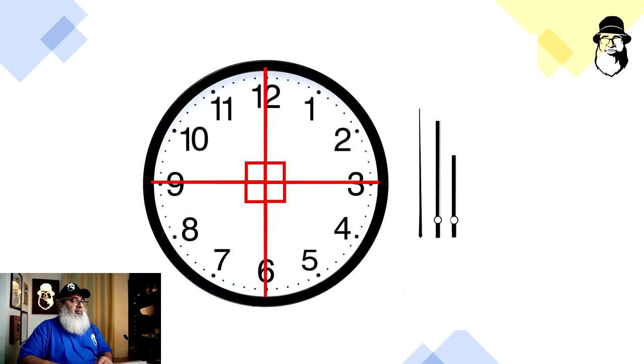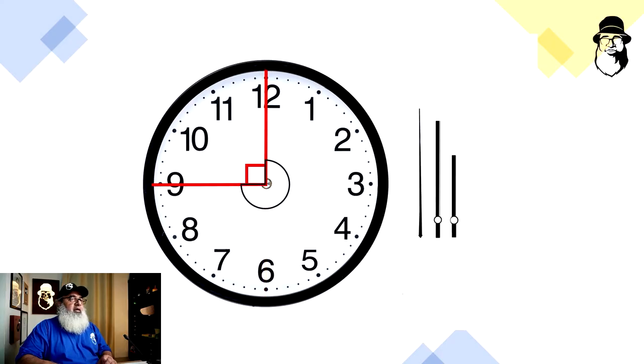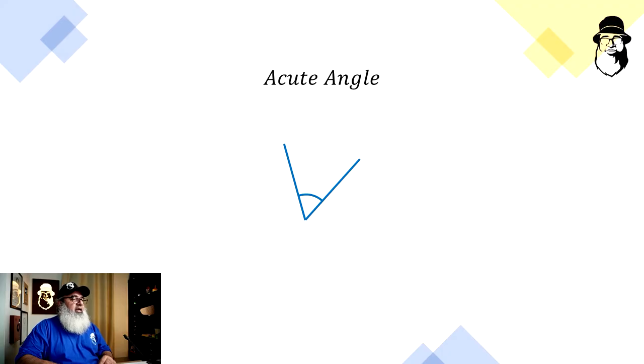Remember, an angle measures the amount of turn here. One right turn, one right angle, or a quarter of a turn. Here we have 2 right angles or a half of a turn. Then here we have 3 right angles or 3 quarters of a turn, and here we have 4 right angles or a complete turn.